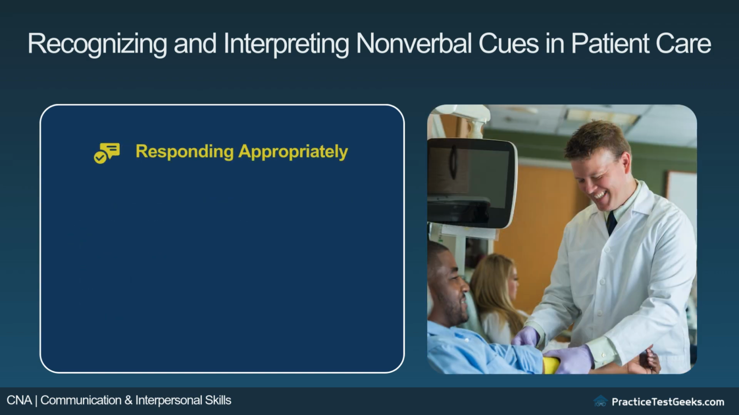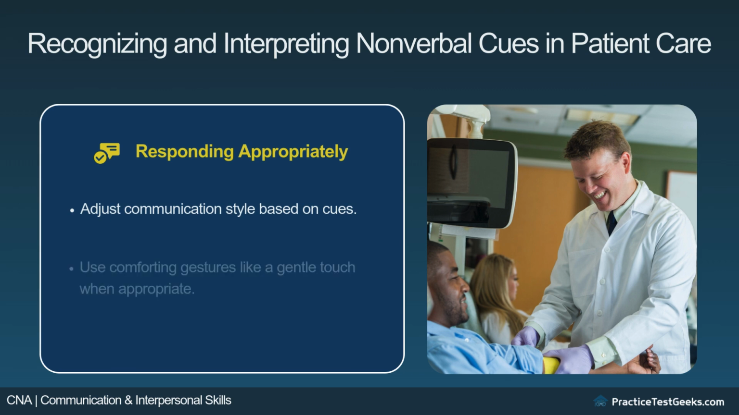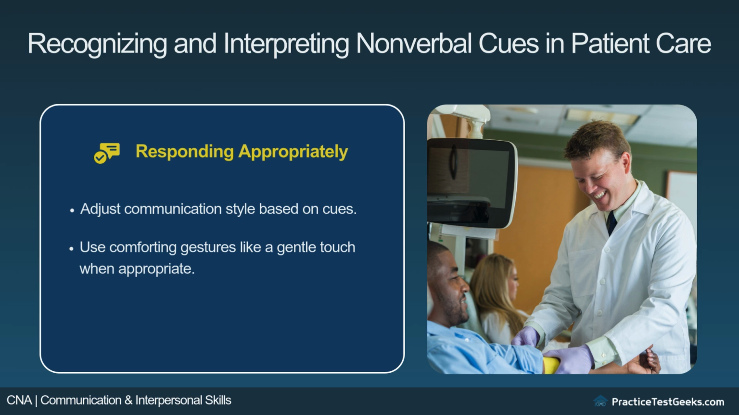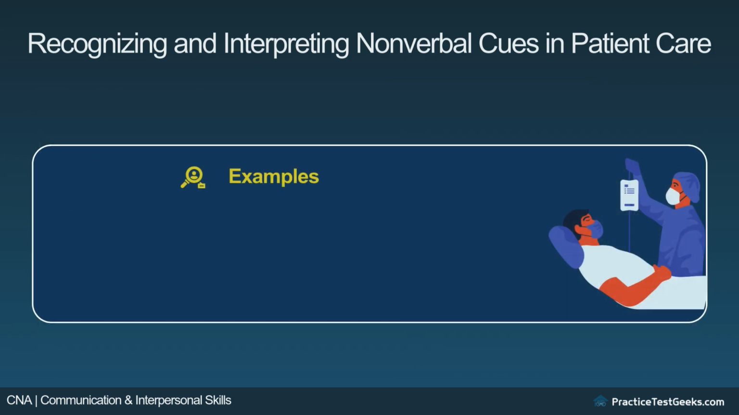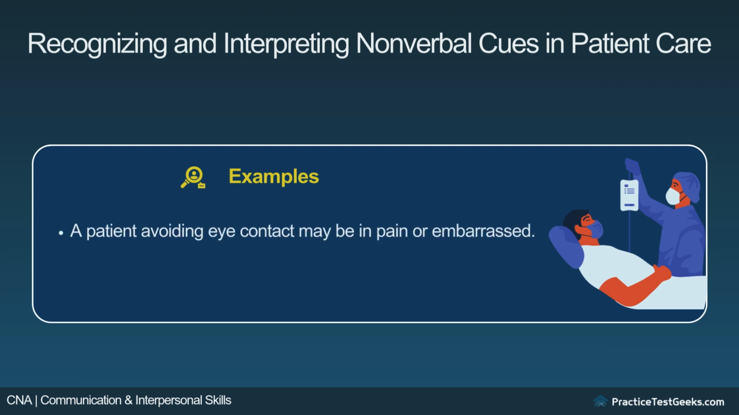Responding appropriately: adjust communication style based on cues. Use comforting gestures like a gentle touch when appropriate. Provide space or reassurance as needed. Examples: a patient avoiding eye contact may be in pain or embarrassed. Restlessness or pacing might indicate anxiety.